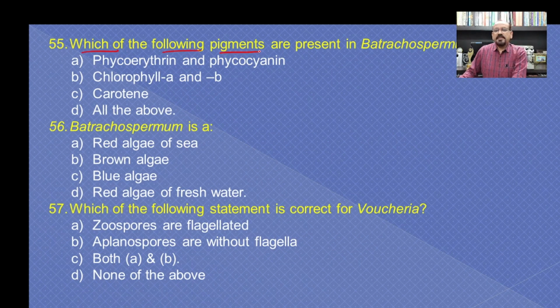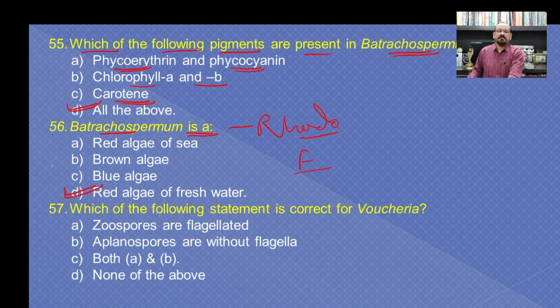Then which of the following pigments are present in the Batrachospermum? In Batrachospermum there is a presence of phycoerythrin and phycocyanin, then chlorophyll a and chlorophyll b, and even carotene is also present in the Batrachospermum, and hence all the above become the answer for this question. Earlier we have seen that the Batrachospermum is a member of Rhodophyta or Rhodophyceae, and hence it is a red algae of fresh water, as it is found in fresh water.